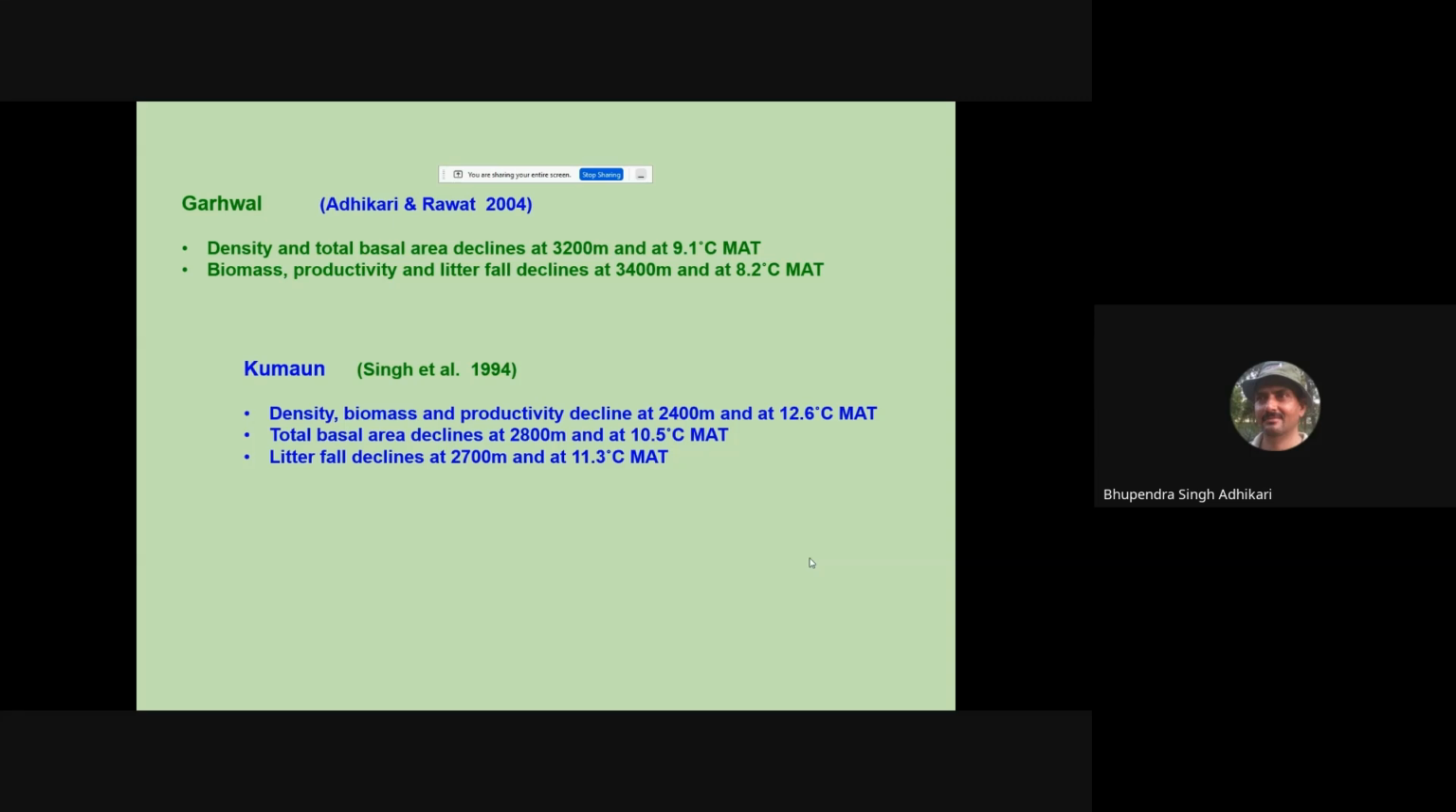In the study which we have conducted in Kumaon Himalaya, we have found that the density and biomass productivity all declined at 2400 meter altitude, and at the same time the mean temperature was 4.6, and the total basal area declines at 2800 meter. Litterfall declines at 2700 meter.